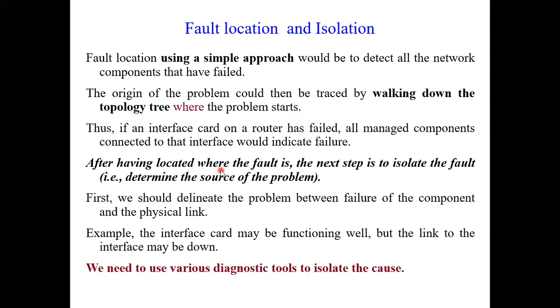After having located where the fault is, you have found out that, okay, there is a fault in the interface card. So the next step will be to isolate the fault. Isolate means to find out exactly where the fault is. So it is zeroed down. First, we should delineate the problem between failure of a component and the physical link. For example, the interface card may be functioning well, but the link may be down. This is what we mean by isolation: the problem is in this path, but from which exact source is the problem coming? That is what we need to do.